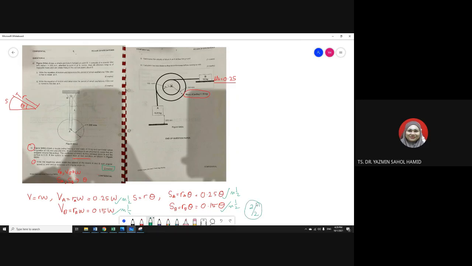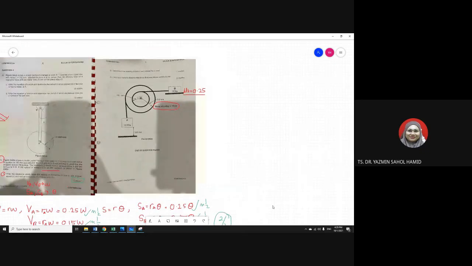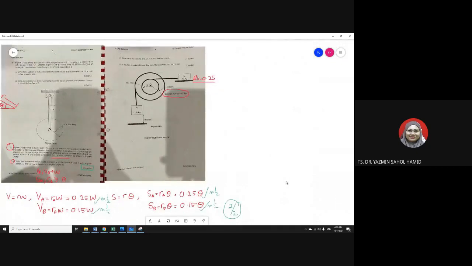Okay, all right. So now we will proceed to the next question. So that is how to answer question 4B Roman 1. Now the next question is determine the velocity of block A. So they ask us to find the velocity of block A when it strikes the ground. So we need to find the velocity of block A when it reaches the ground.